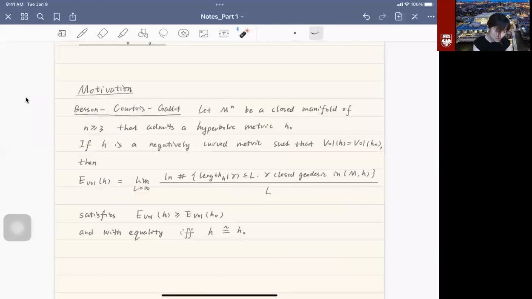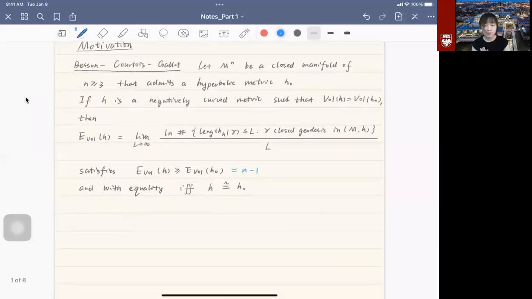Here, that is equivalent to counting the number of geodesics with respect to h. Okay, then their result was to say that the volume entropy of h must be greater than or equal to the volume entropy of h0, the hyperbolic case, which the latter one is equal to n-1. Moreover, this number is rigid, meaning that the equality holds if and only if h is isometric to h0.